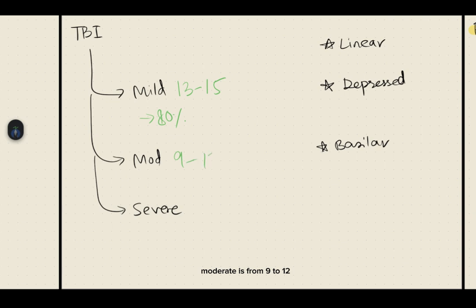Moderate is from 9 to 12, occurring in about 10% of the population, and severe is less than 8, also occurring in 10% of the population. Now, this traumatic brain injury can be caused by skull fractures, which are caused by direct impact to the skull. We have linear skull fractures, which are most common, and generally do not require any intervention.